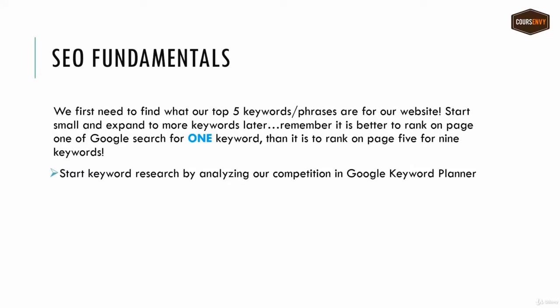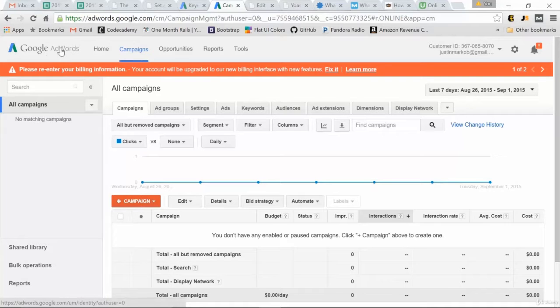A lot of my clients come to me with 10, 20, 30 keyword ideas. But remember, it's better to rank on page 1 of Google search for a single keyword than it is to rank on page 5 for 9 keywords. So if you have no idea what your keyword is, go out and analyze your competition first using the Google Keyword Planner tool. Once you're logged into your Google AdWords, this is a free add-on to any Gmail.